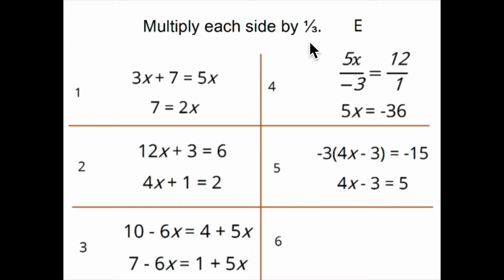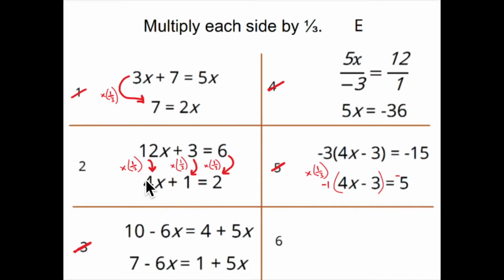Multiply each side by 1/3. This is E. So you're going to get rid of the coefficient of 3. So this would become x, not 7. 12x times 1/3 is equal to 4x. 3 times 1/3 is equal to 1. And 6 times 1/3 is equal to 2. So number 2 is the answer. And notice you have to test it for each term. So the 12x, the 3, and the 6.